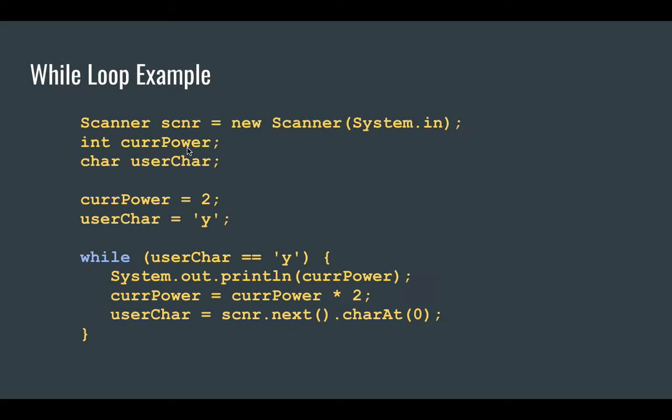For example, we have a current power and a user character. We could say that the current power is equal to 2 and the user character is y. So we're going to do this while the user character is y. So we'll print out the current power. Current power equals current power times 2, and user character: we're going to ask for the next, which is a string, get the character at the 0 index, which would be the first character. And if that character is not y, then it won't continue.